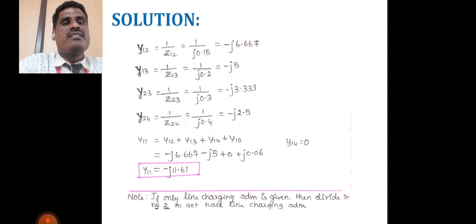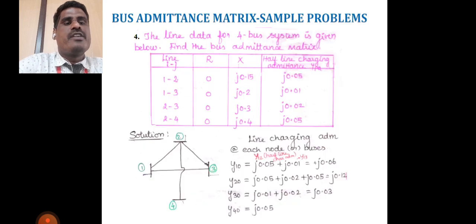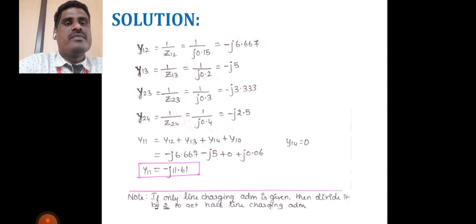So, again z13 means j 0.2. Each and every time we can directly refer to the individual impedance value for the various lines. So, y13 is 1 by z13 and y23 is 1 by z23. 1 by z13 means 1 by j 0.2, equal to minus j 5. y23 means 1 by z23, equal to 1 by j 0.3, equal to minus j 3.333.